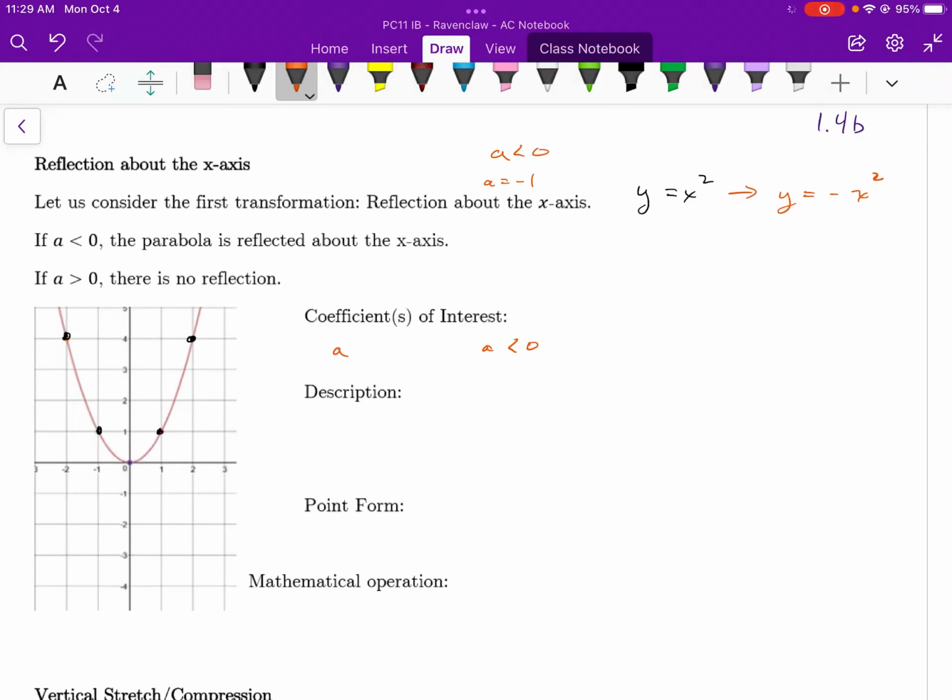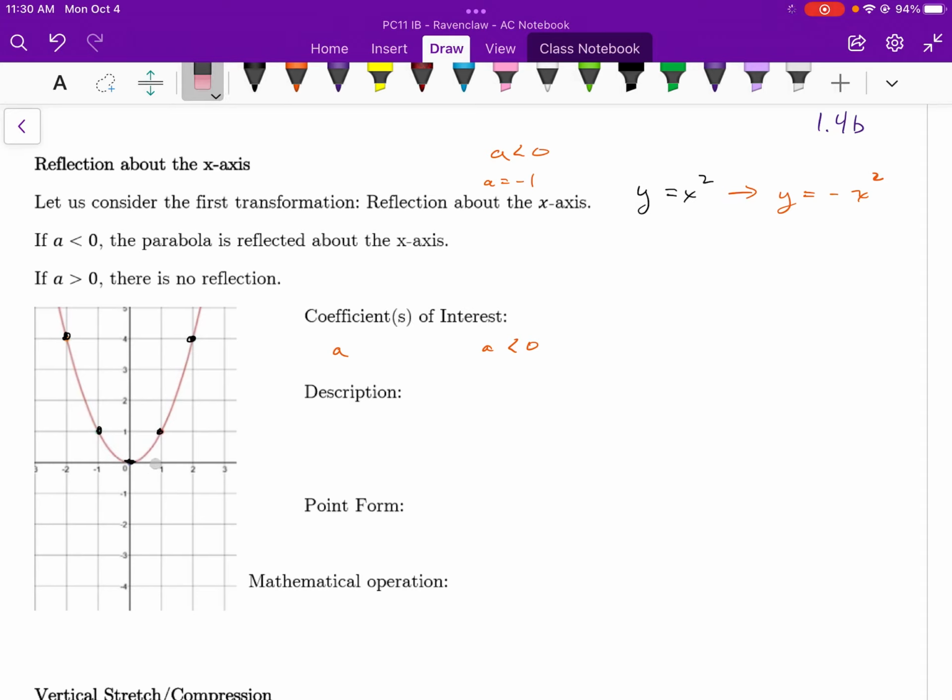Our first transformation we're going to be looking at is a reflection about the x-axis. Now, when I have this parabola right here, what we see is that here's my shape. And I have highlighted 5 points, and I'm going to reflect these 5 points about the x-axis.